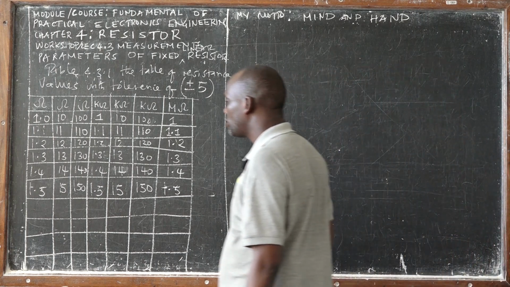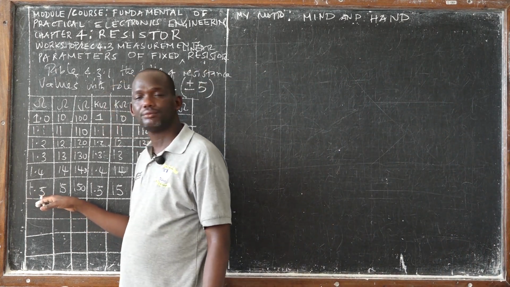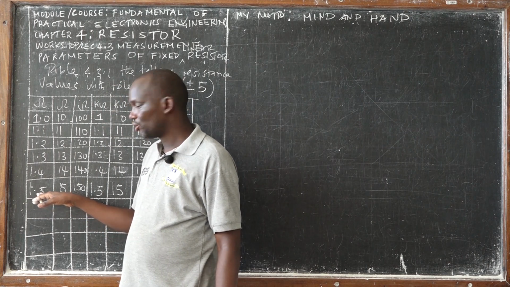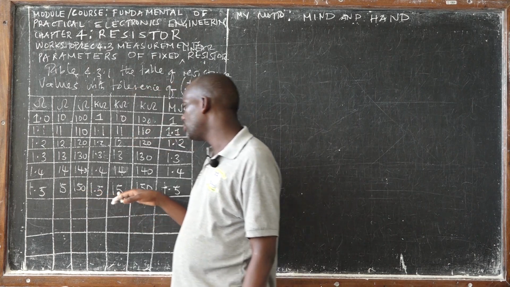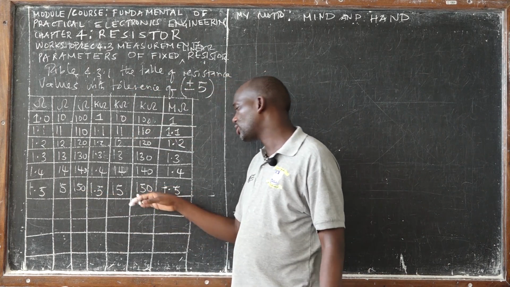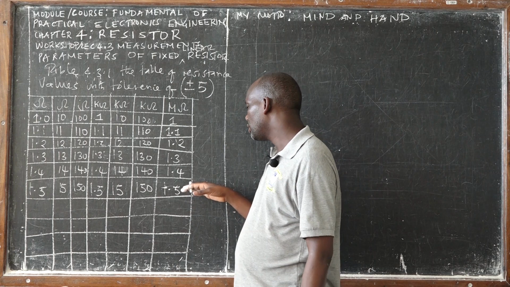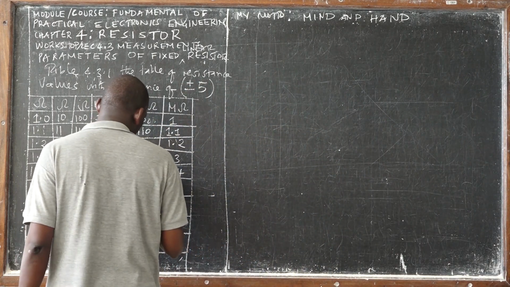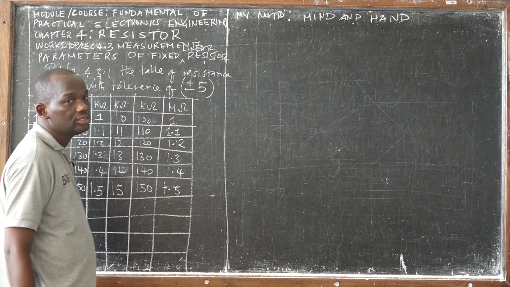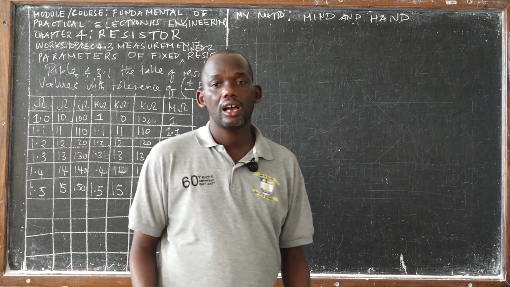So the same process will be used up to 1.5. So 1.5 ohm, 15 ohm, 150 ohm, 1.5 kilo ohm, 15 kilo ohm, 150 kilo ohm, and then you have what? 1.5 mega ohm.